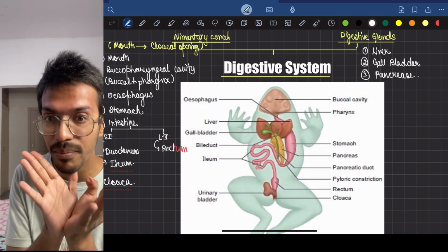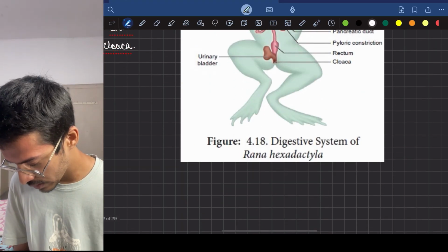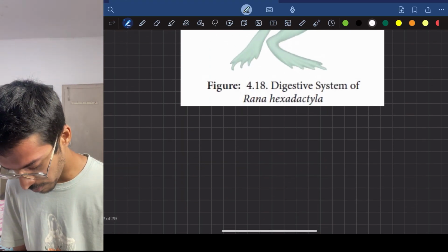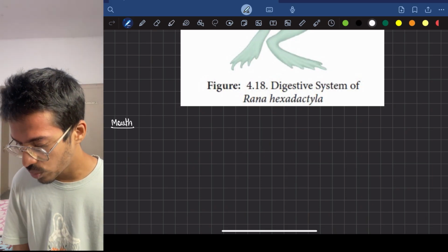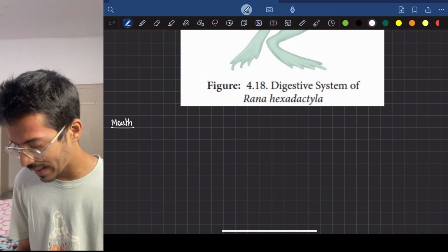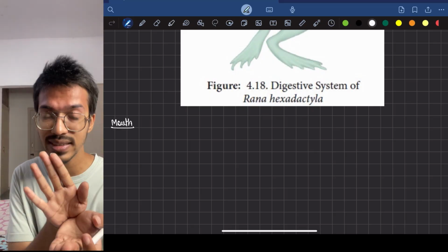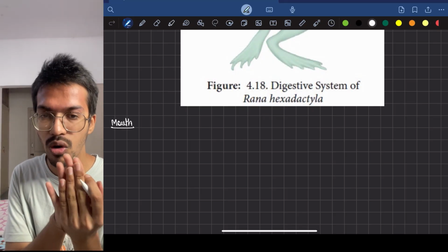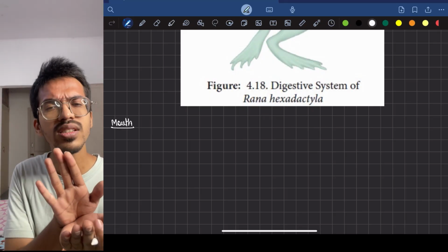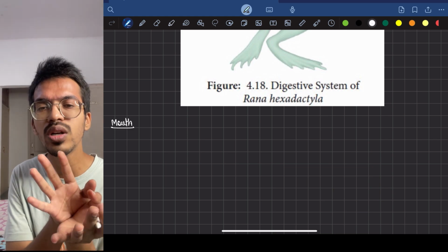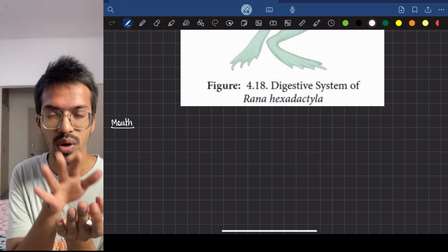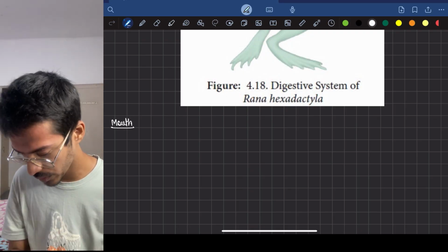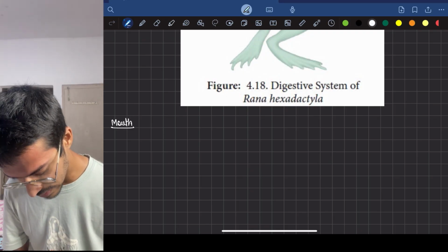Let's start with the first thing, the mouth. If you see the mouth, you will find that it contains teeth, but in the upper jaw only, not in the lower jaw. So what is the role of it? The role is not to masticate. The role is to hold the prey, meaning whatever insects it takes, it will hold them. Okay, so the mouth has something like this.